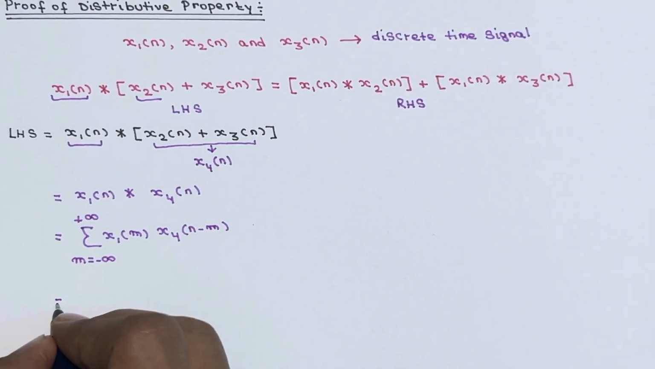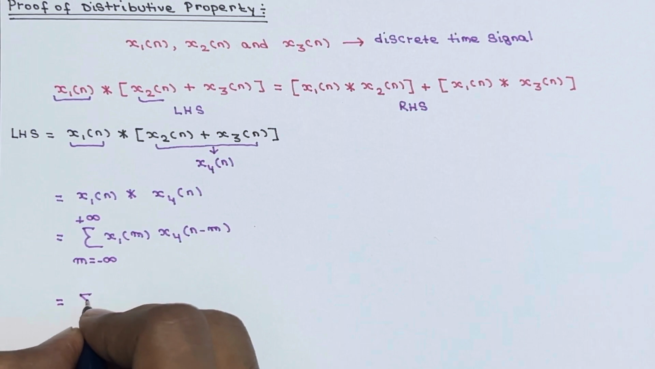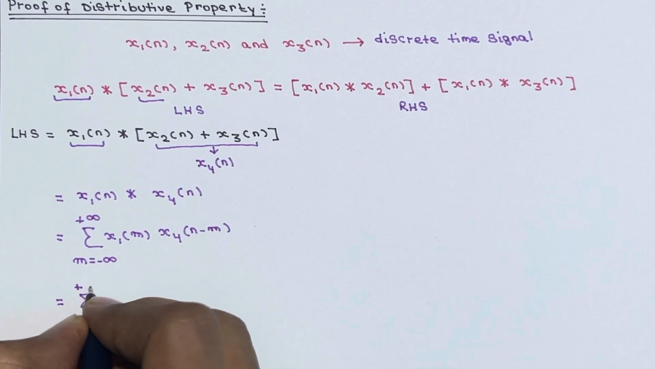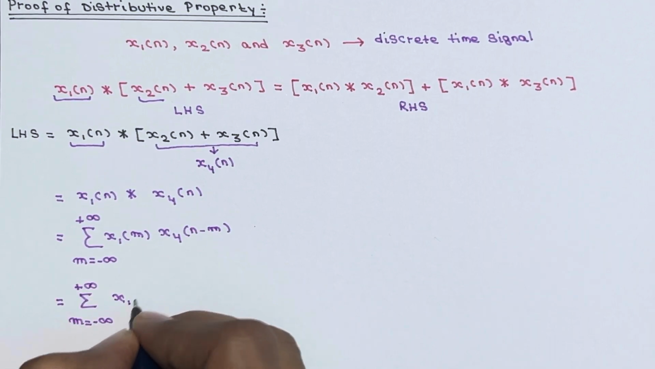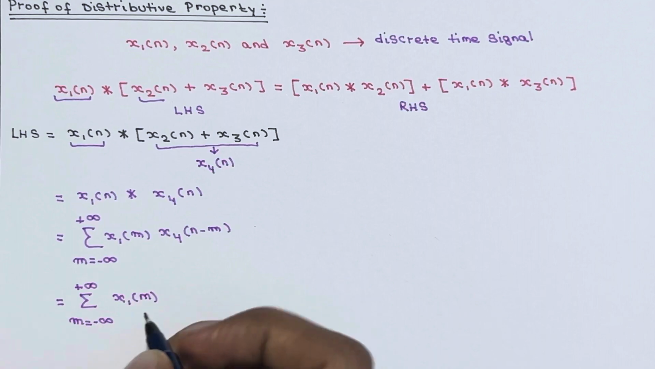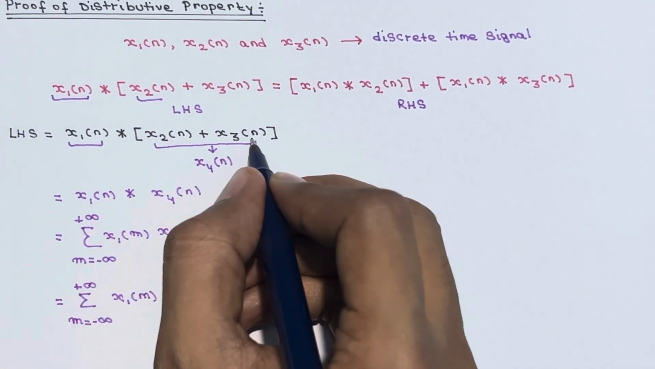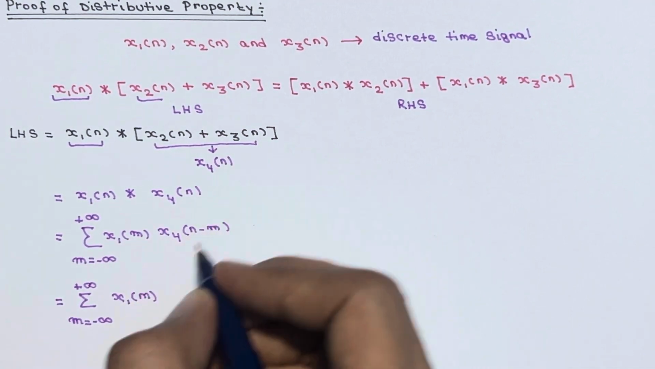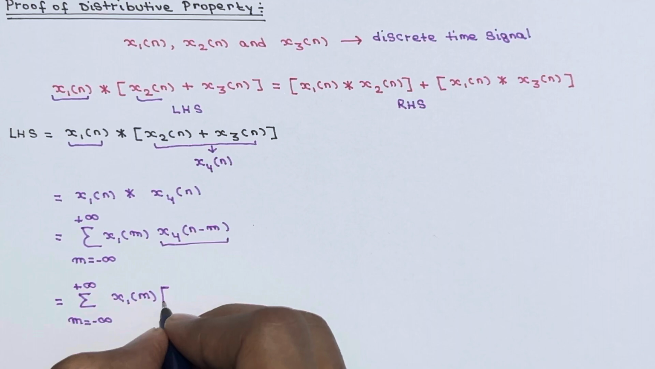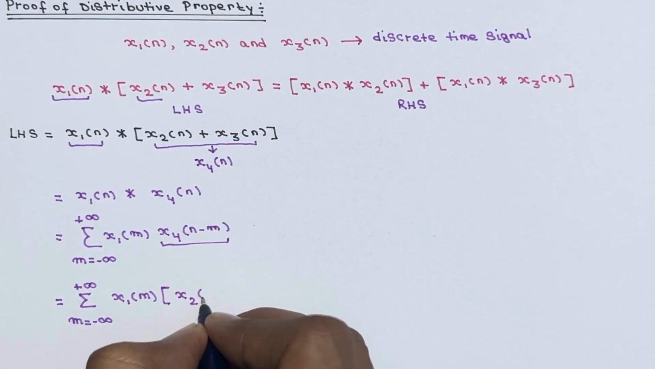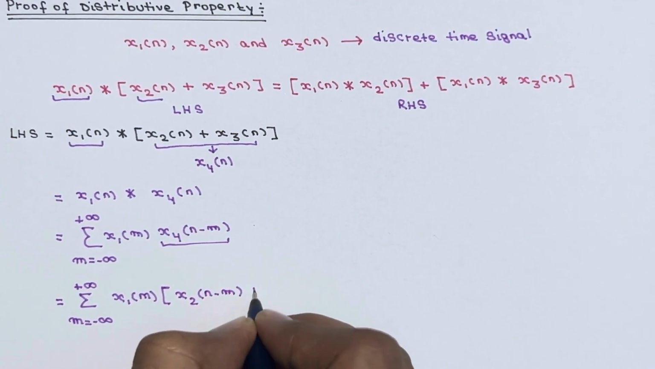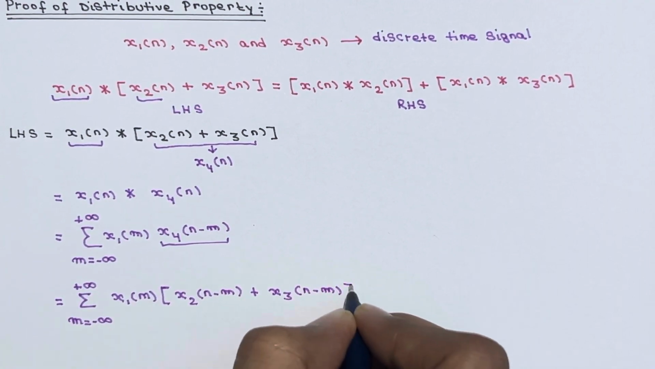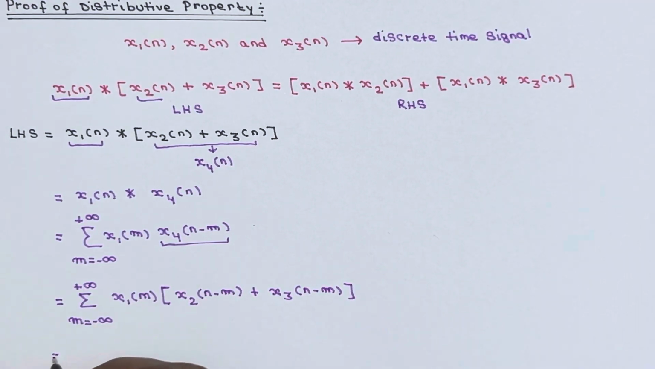So going forward, this will become the summation, with m equal to minus infinity to plus infinity, of x1 of m, and we already know that the sum of x2 of n and x3 of n is equal to x4 of n. Now this will be nothing but the sum of x2 of n minus m plus x3 of n minus m. Clear?